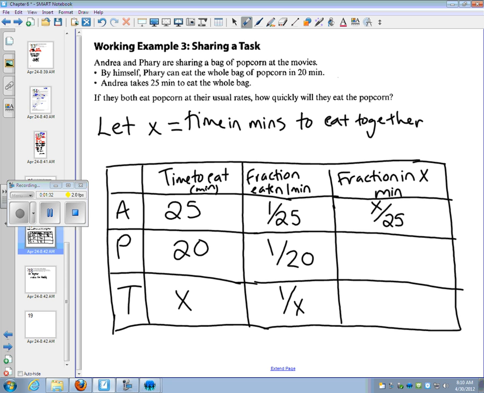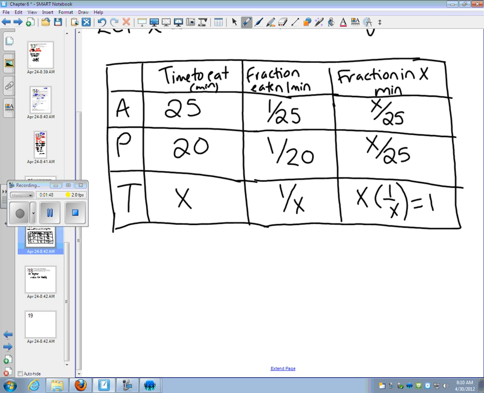Fari has eaten x over 20. And together they've eaten x times 1 over x, which simplifies to they've eaten 1, the whole bag. Okay? So in other words, the fraction that Andrea eats and the fraction that Fari eats is equal to the total, or is equal to 1.